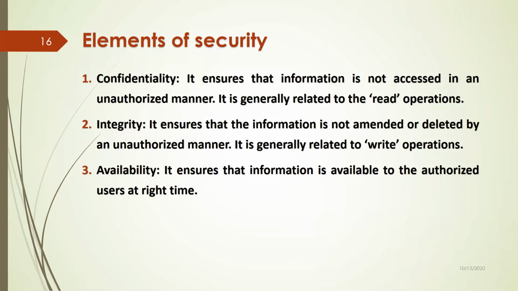Then availability, it ensures that information is available only to the authorized users, so it won't be available to any unauthorized users. These are very, very important questions from this particular chapter, operating system, the security aspects. So the first question is elements of security: confidentiality, integrity, and availability.